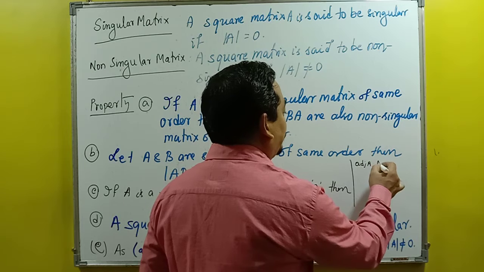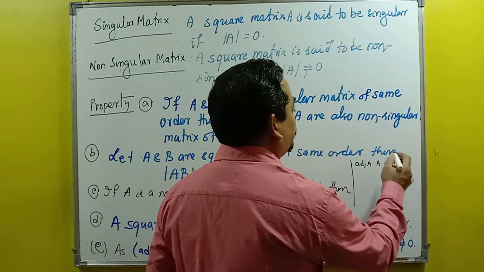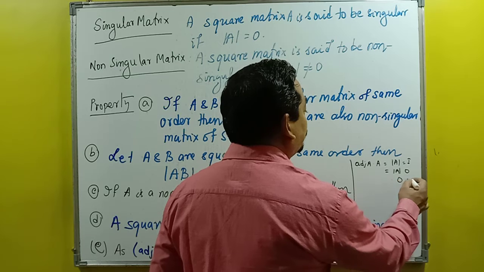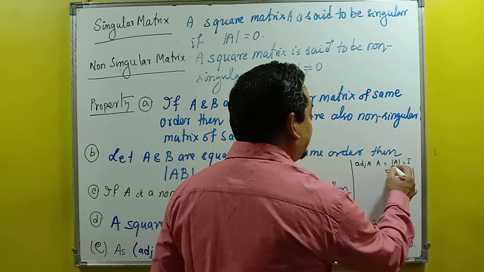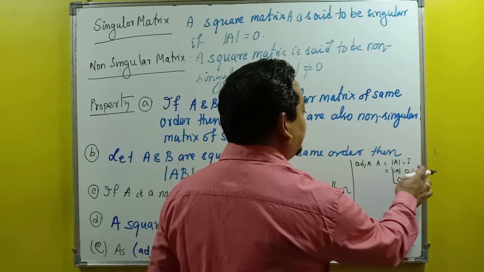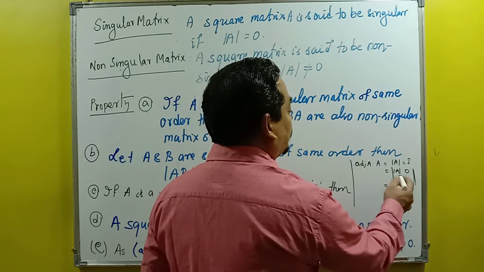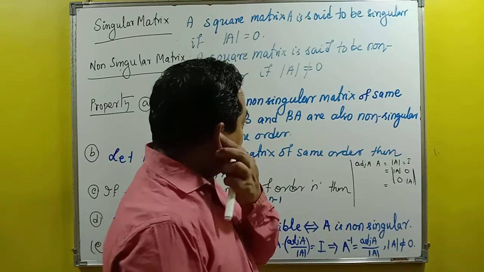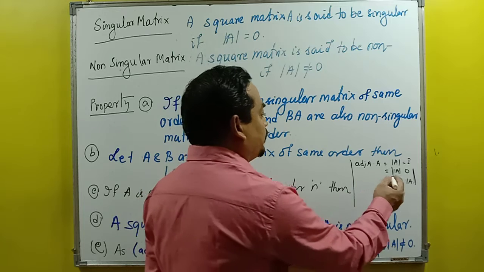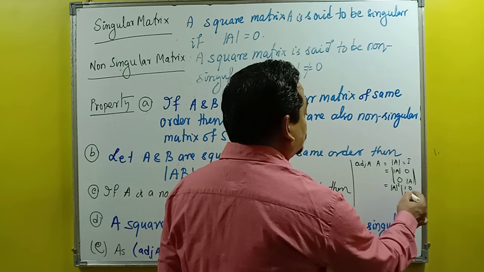Adjoint A into A, you write as determinant A into I. Suppose I am taking a 2 by 2 order matrix, then what will come? Determinant A 0 0 determinant A. Now this is a matrix, and you take its determinant. If you take the common factor from each row, you will get determinant A to the power 2 into the determinant of 1 0 0 1.